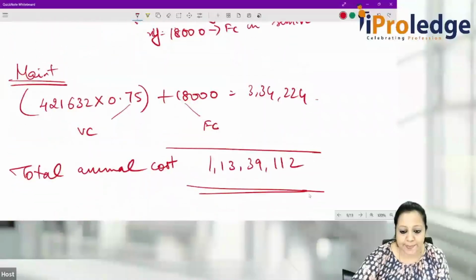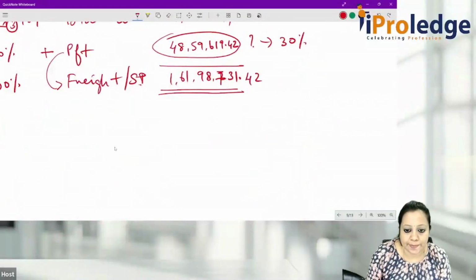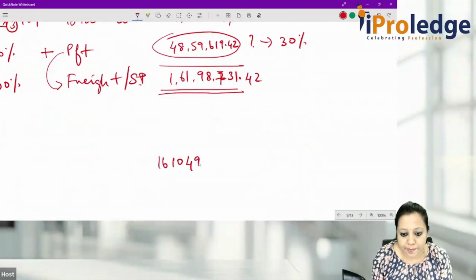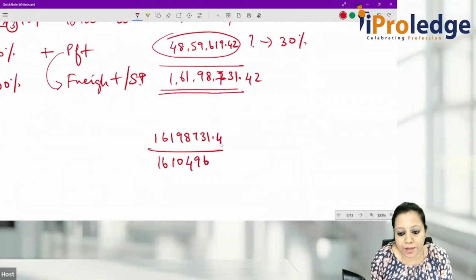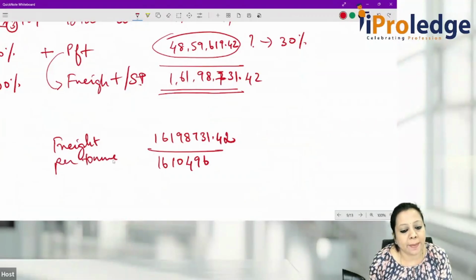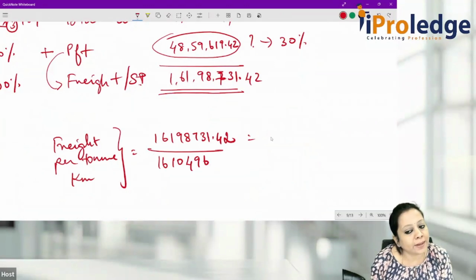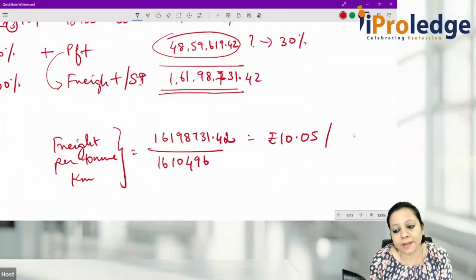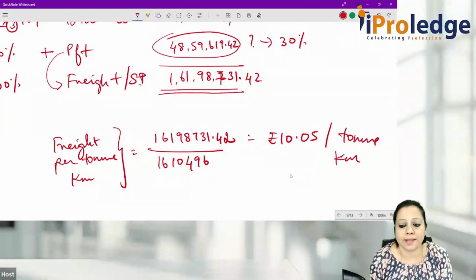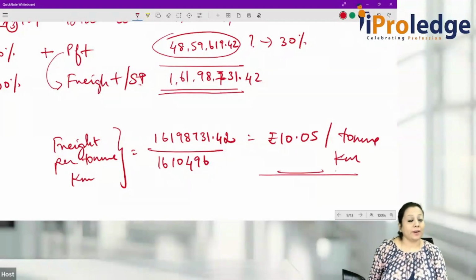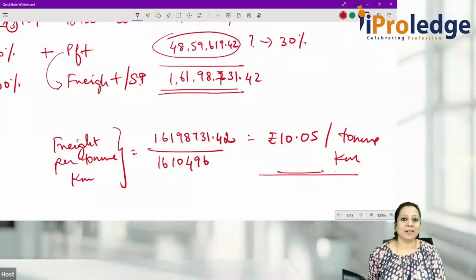16,10,496. So 1 crore 61 lakh 98,731.42 is my selling price, but they want the freight per ton kilometer. That is why I divided by ton kilometers. 10.05. Thank you. Per ton kilometer, like that maybe. Okay. Yes. So for a goods transport company, costing will be different. For a passenger transport company, costing will be different. So all that we can enjoy.